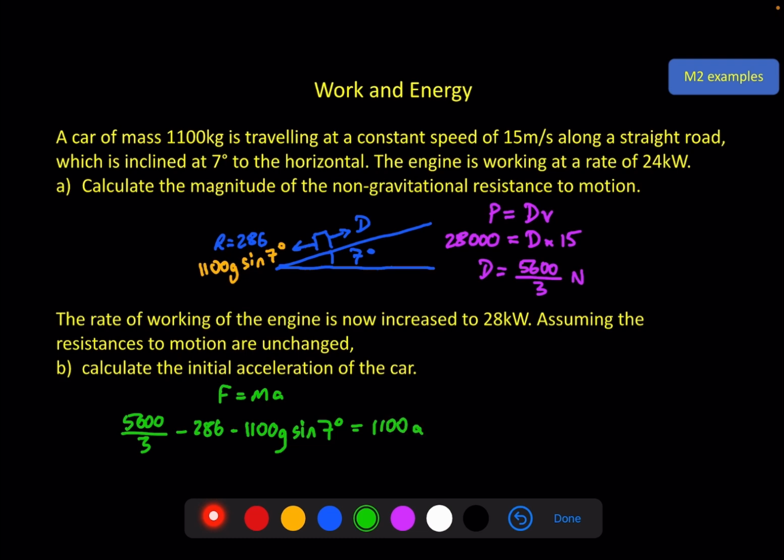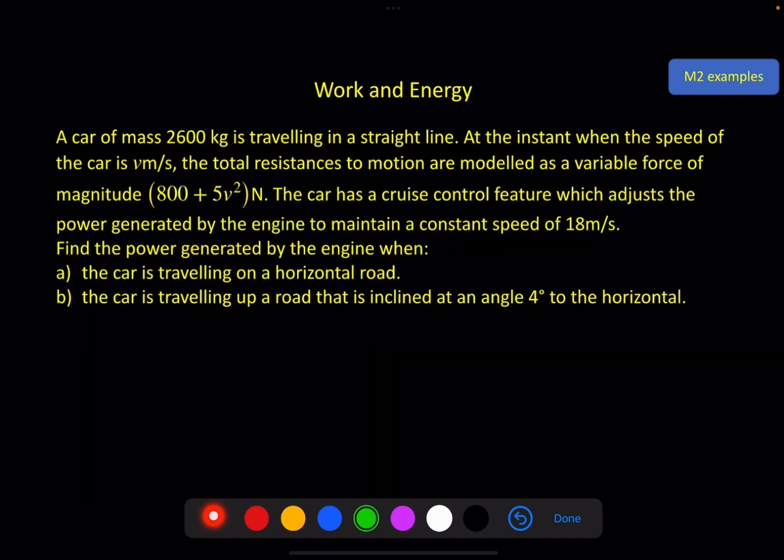Doing all of that on my calculator to keep the accuracy gives me a final a value of 8 over 33, or in decimal form 0.242424, so to two significant figures, 0.24 meters per second squared. Fourth and final example. A car of mass 2,600 kilograms is traveling in a straight line.